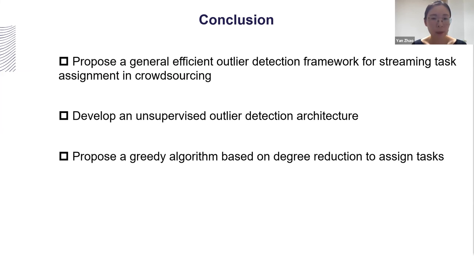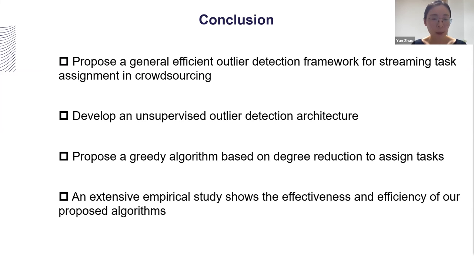Besides, we propose a greedy algorithm based on degree reduction to assign tasks to suitable workers to adapt to real streaming crowdsourcing applications. An extensive empirical study offers evidence that the proposed framework can advance the state of the art in terms of outlier detection accuracy, assignment accuracy, and efficiency.